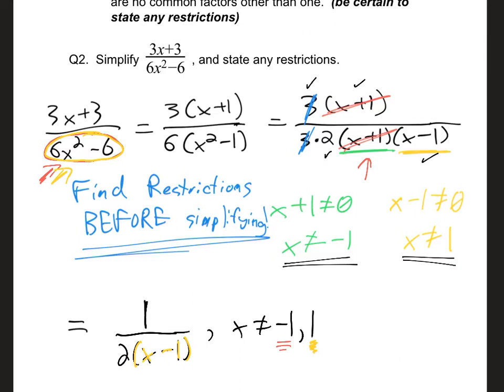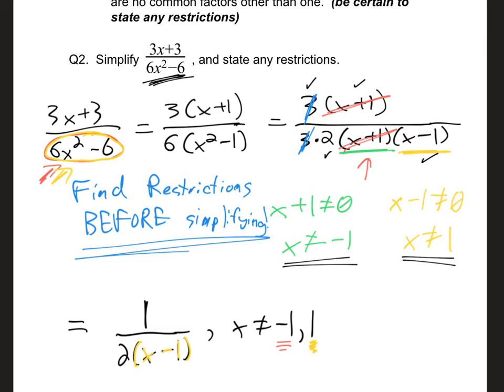So we can see that both of these restrictions are valid, but by the time that we have simplified the original expression, we only have one of the factors that remains. But in the original problem that we were given, both x equals negative 1 and x equals positive 1 are restrictions for this problem. So it's important that you find those restrictions before you try and simplify and divide any of the common factors.